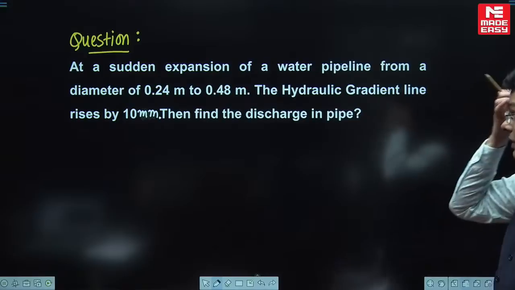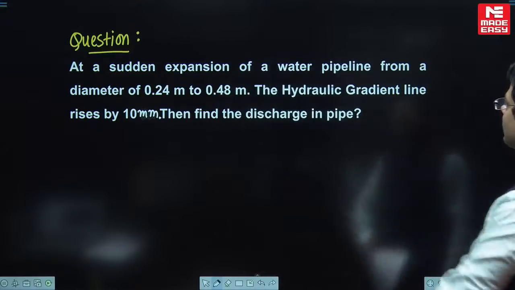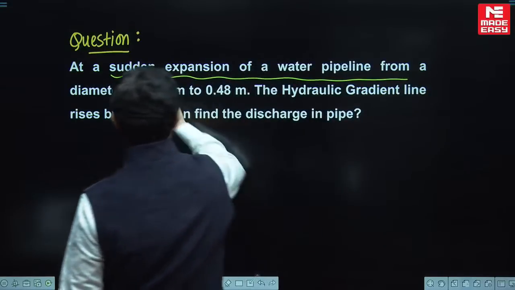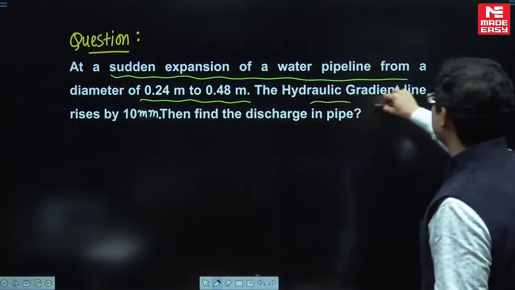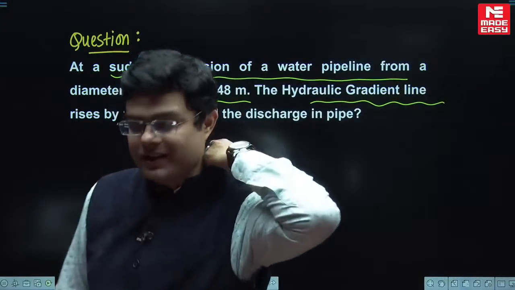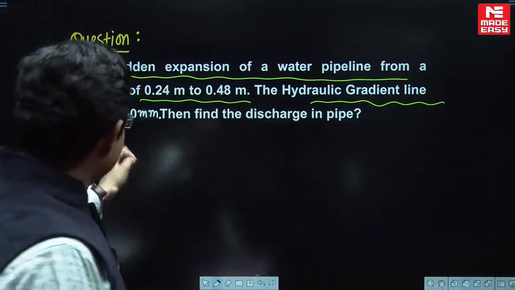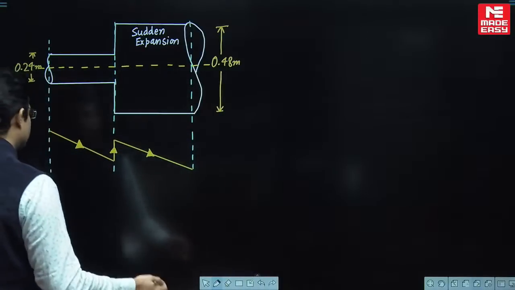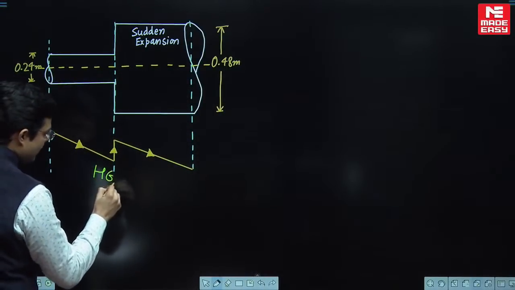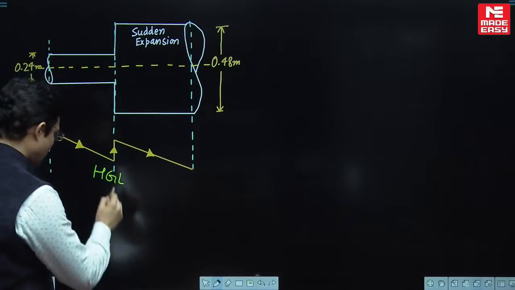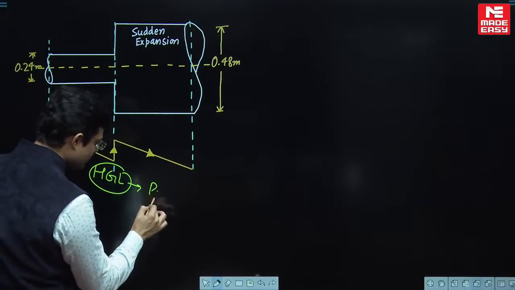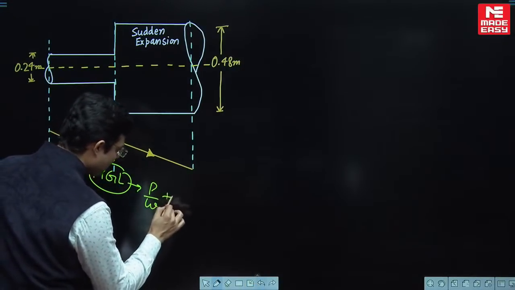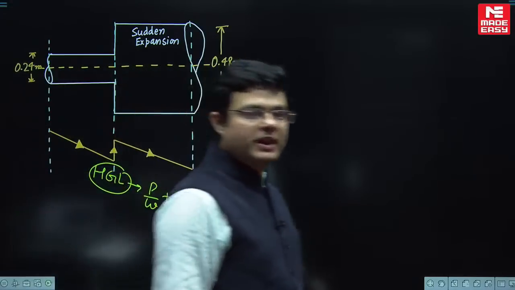You try those questions. At a sudden expansion of water in a pipeline, from a diameter of itna to itna, what a question yaar, what a question. The hydraulic gradient line rises by 10 mm. Find the discharge in the pipe. I hope you guys know what is hydraulic gradient line. A hydraulic gradient line is the line formed by joining the piezometric heads in the flow.